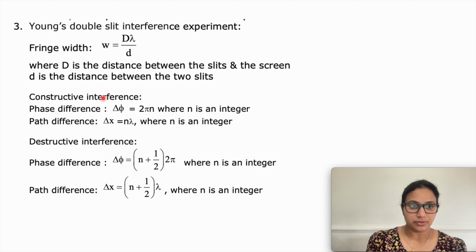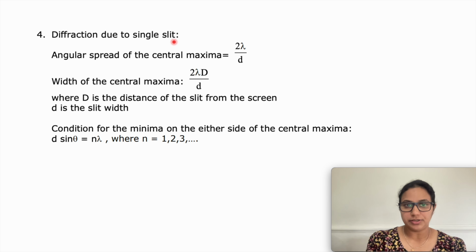For constructive interference, these are the conditions for phase difference and path difference, and for destructive interference, these are the conditions for phase difference and path difference. Diffraction due to a single slit: the angular spread of the central maxima is 2 lambda by d, or the width of the central maxima is 2 lambda D by d, where D is the distance of the slit from the screen and small d is the slit width. The condition for minima is d sin theta equal to n lambda, where n is 1, 2, 3.